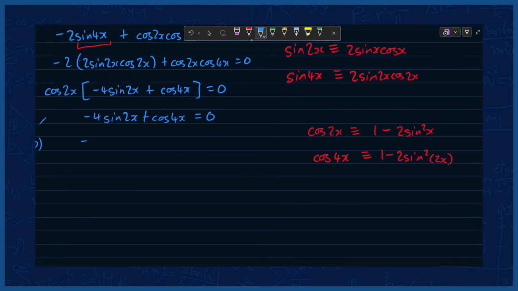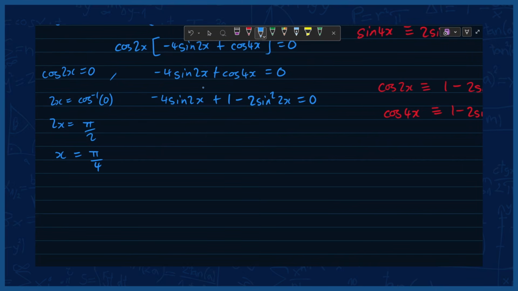So I end up with negative 4 sine 2x plus 1 minus 2 sine squared 2x, and this is equal to 0. So if we put everything on the right hand side, we've got 2 sine squared 2x plus 4 sine 2x, and then the minus 1, and this is equal to 0. And I hope you can see that what we have here is a quadratic in terms of sine 2x.